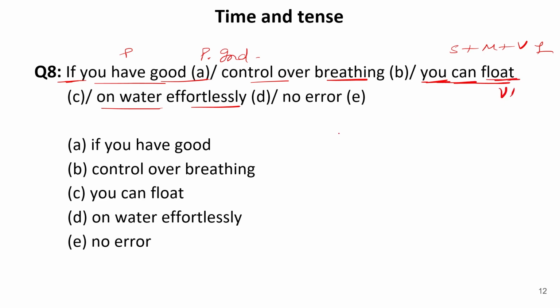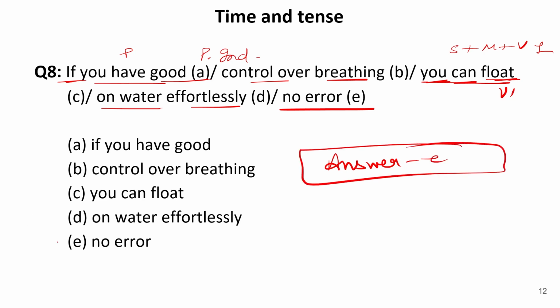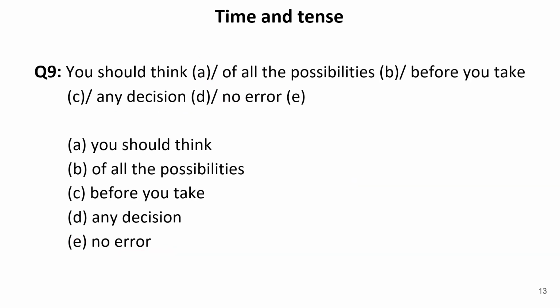It means the sentence is absolutely correct again. So our answer is E, that is no error. The sentence given to us is absolutely correct. So our answer is no error. Now let us move to the next one. You should think of all the possibilities before you take any decision.